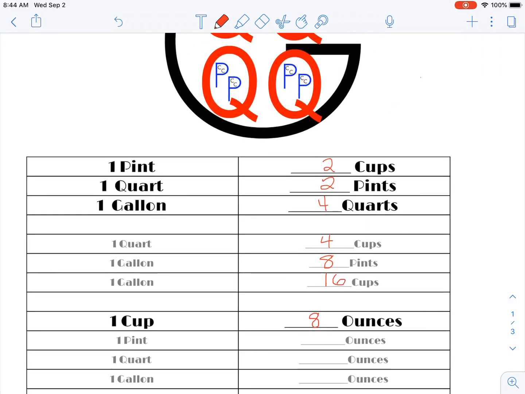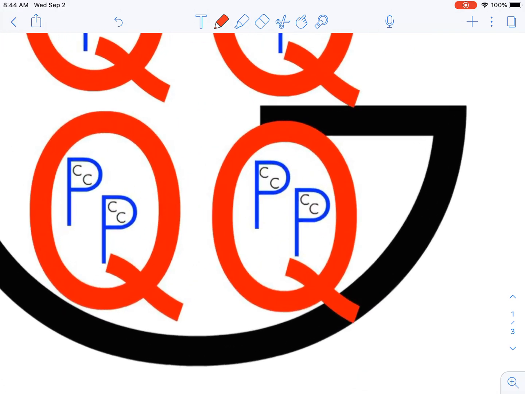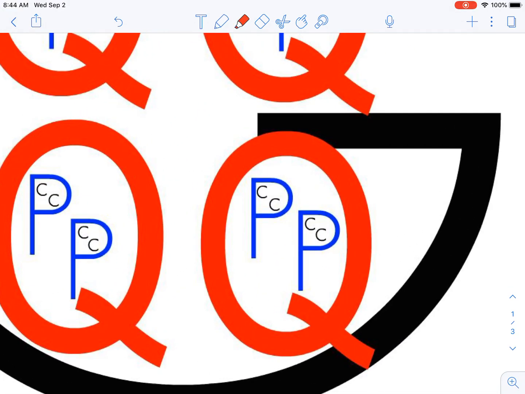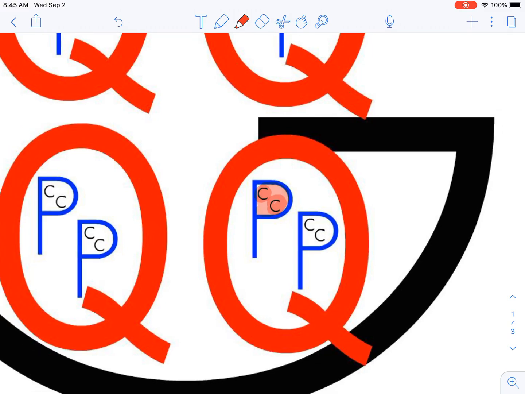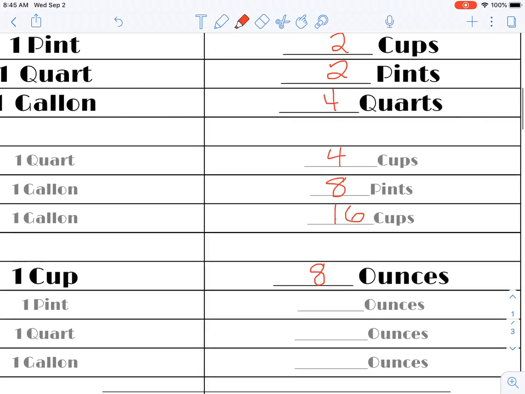Well, then the ounce part, that's the one that we have to do some thinking about. So in a cup there are 8 ounces. So there are 8 ounces here and 8 ounces here. So how many ounces would be in this pint? There would be 16 ounces in that pint, right?